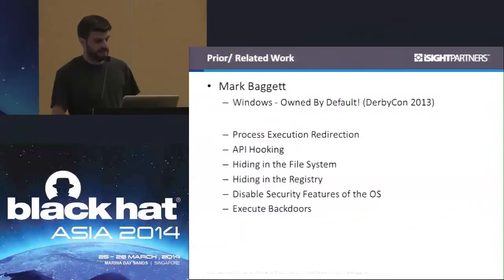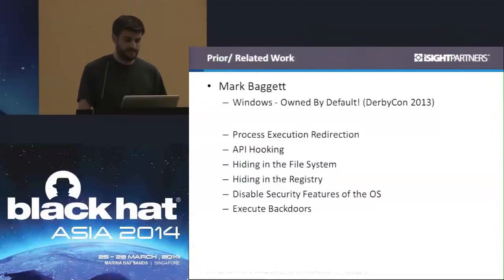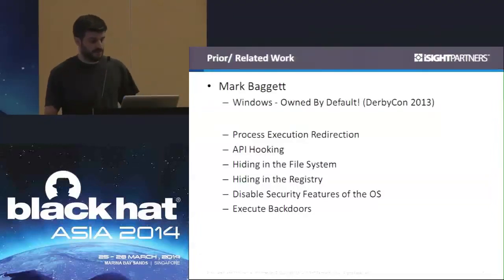Mark Badgett presented at DerbyCon last year. He's mainly focused on rootkits and doing penetration testing work, so that's kind of his focus. He wants to do rootkit type things like process execution redirection and API hooking and file system hiding, registry hiding. He showed how you could disable security features of the OS, like disabling ASLR or DEP for processes, and how to execute backdoors. He showed that you could do all of this through the application compatibility framework that's built right into Windows. It's very neat work. He did not talk about in-memory patches, which is the focus of this talk, but still cool stuff.